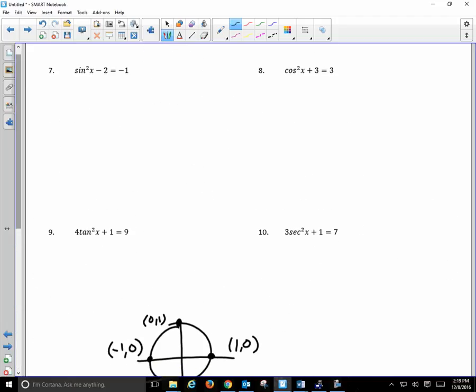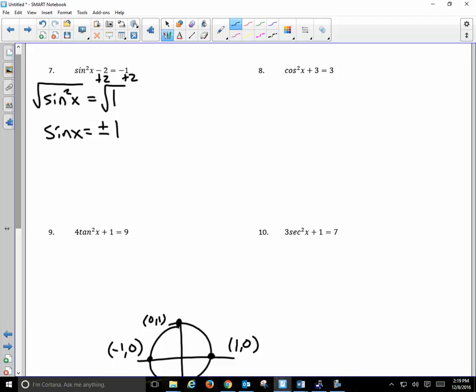What's different about number 7 compared to what we saw before? It's squared. As you see this squared, I'm going to solve it just like we did before. I'm going to add 2. I get sine squared of x is equal to what? 1. Now what do I do to both sides? Square root it. I get sine of x is equal to, how many solutions should I list, being it was squared? I should list 2 solutions. So I have plus or minus 1.